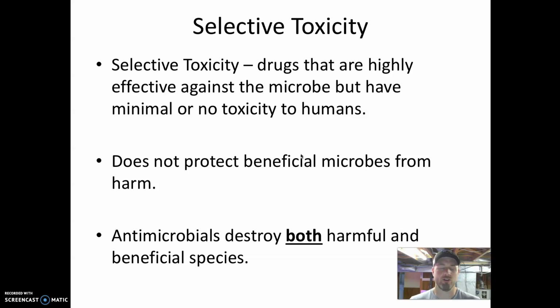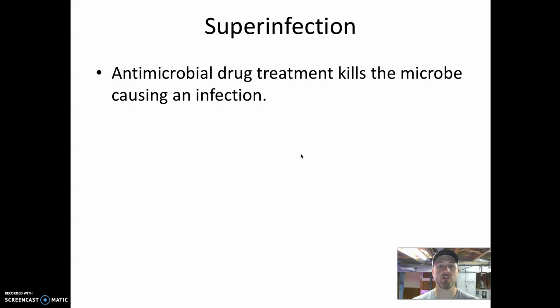All right, so that tees us up for, well, what's a superinfection? We give a patient an antimicrobial drug to treat an infection. If everything goes according to plan, that drug kills the microbe causing the infection. That's great. That was our goal from the outset. So again, let's think about penicillin. We prescribe a patient penicillin. It kills, presumably, most likely, a gram-positive microbe that is making them sick.